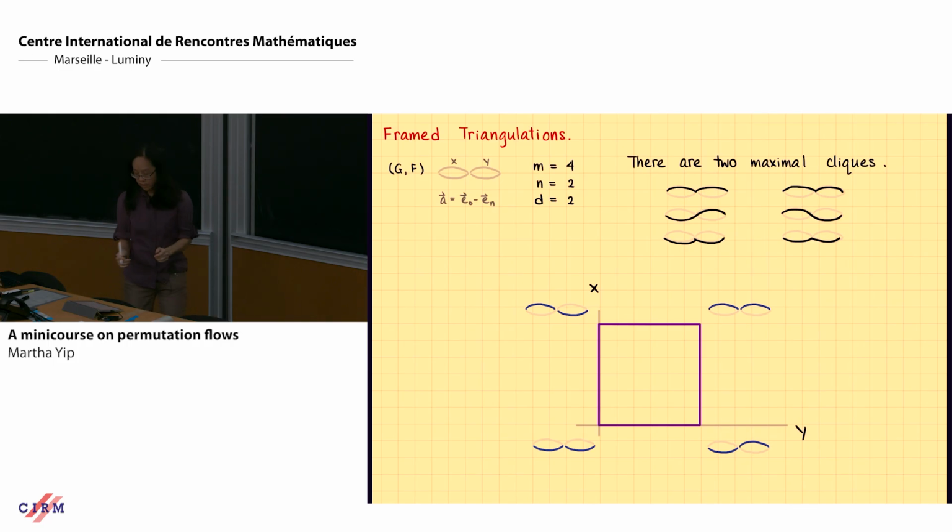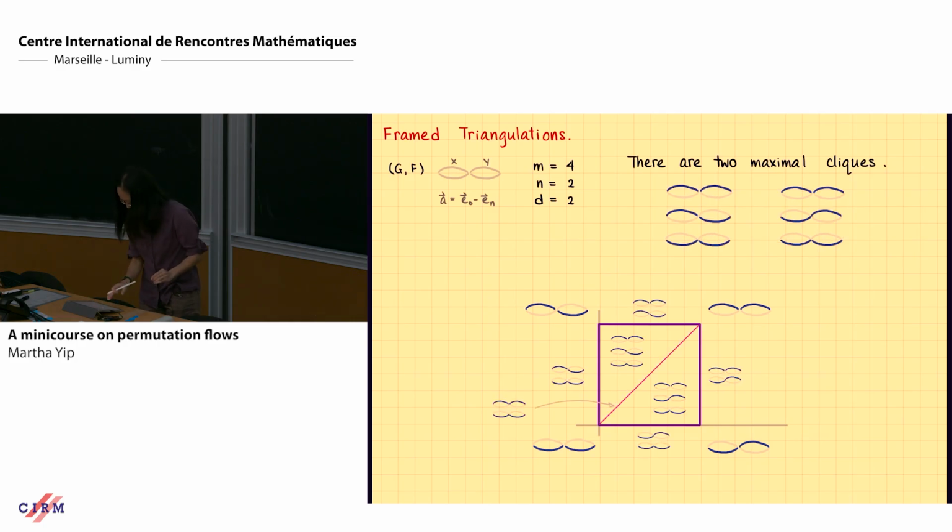And just a mental check. There are four edges. N is 2, so the dimension is 4 minus 2. If it's d-dimensional, I need 3 routes in the maximal clique. So these are the two maximal cliques that index simplices in this triangulation. All right, so this is the picture.